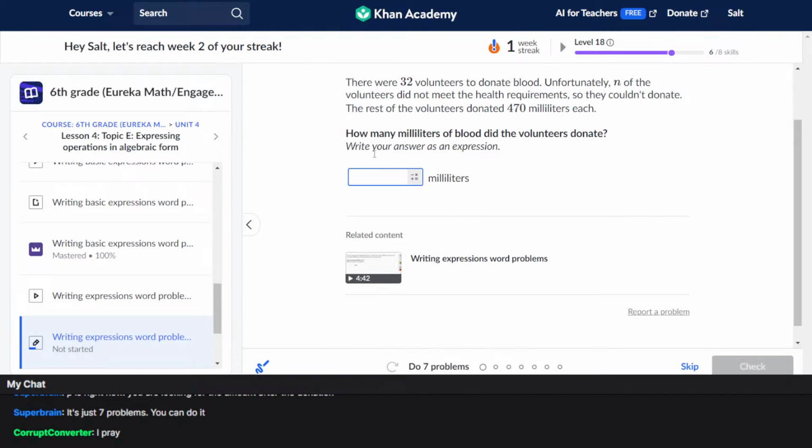Wait, how do I set this up? How many milliliters do the volunteers donate? Oh, okay, 32 minus N. I think that's going to be in parentheses somehow.